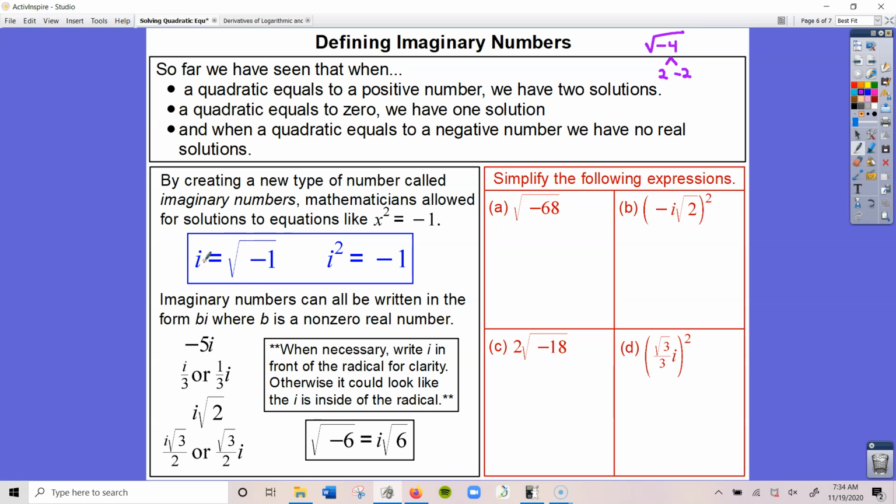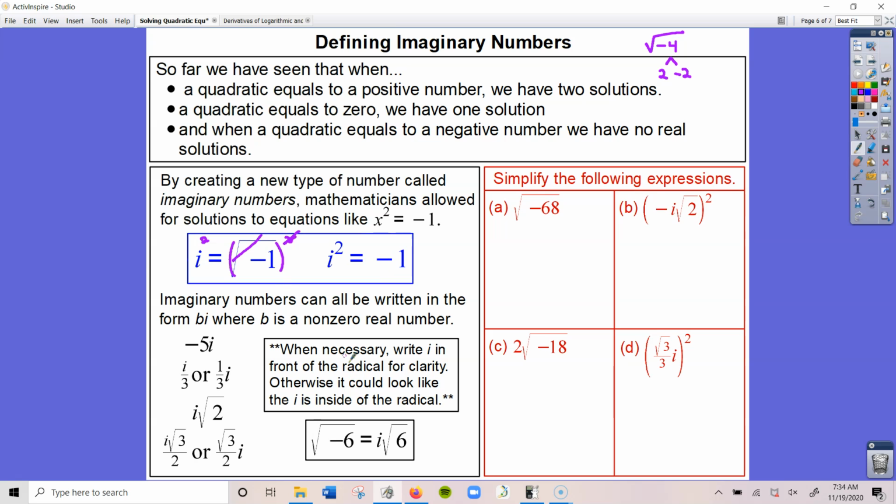The imaginary unit is labeled as i, for imaginary, and it represents the square root of -1. So if you were to square both sides, the square root would cancel with the exponent, and I get that i squared is equal to -1. So those are two important things to remember: i is equal to the square root of a negative, and i squared is equal to -1.